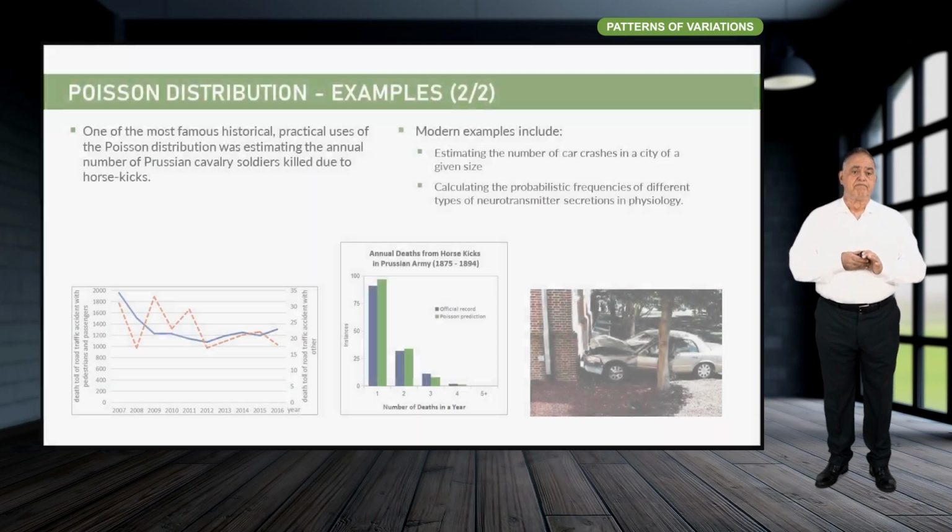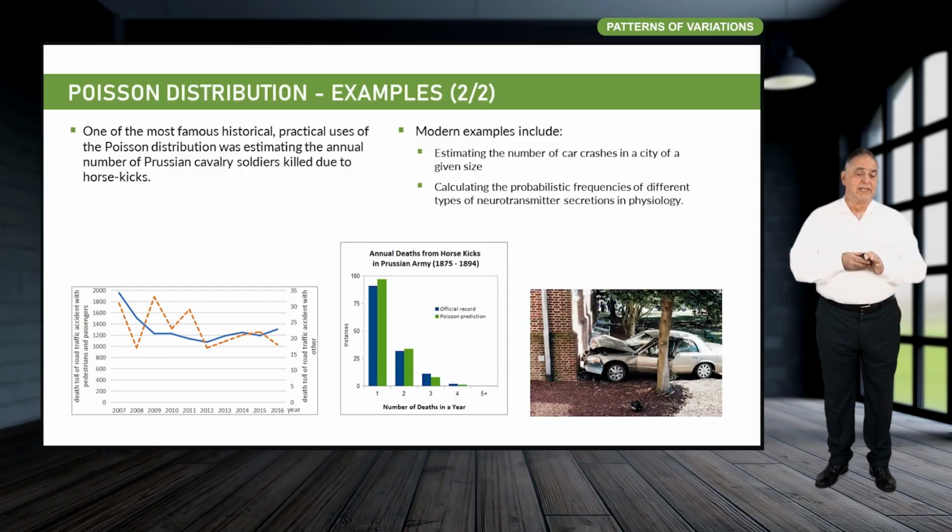It is a very classic example of using the Poisson distribution, and this is historic. They used it in order to estimate the annual number of Prussian cavalry soldiers that were killed due to horse kicks.